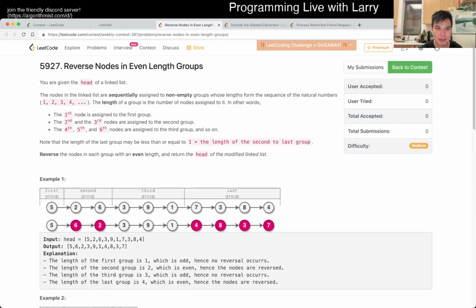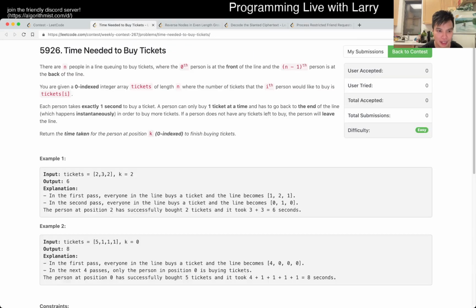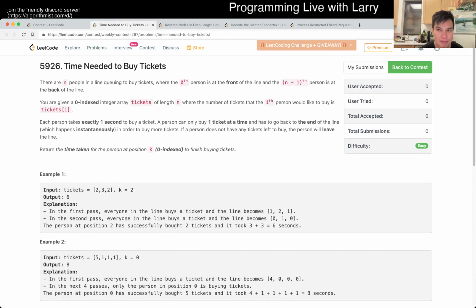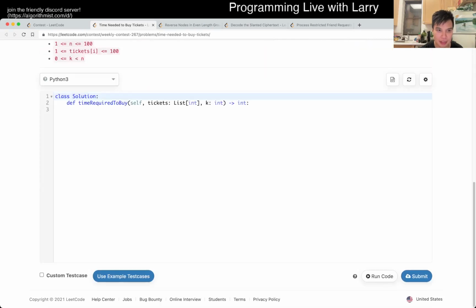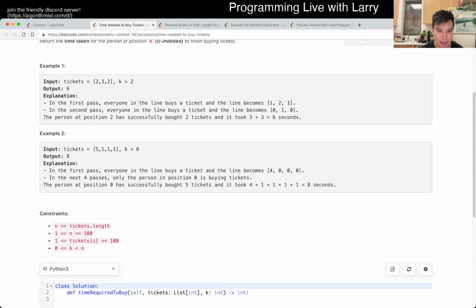Loading. These problems load faster. Should I go in there? All right. Time needed. Okay. The number of tickets I would like to buy is da, da, da. Okay, so how many times it takes, right? So can we simulate? Yes, we can simulate.